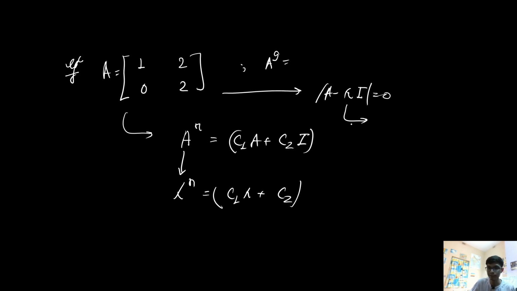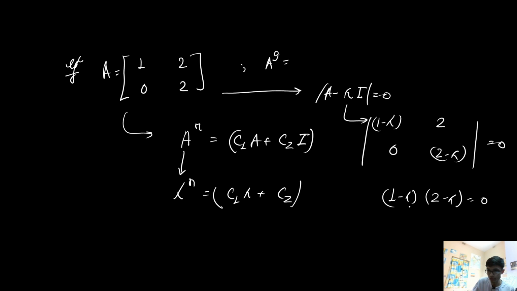Okay. So let us solve for the eigenvalues. क्या आएगा eigenvalues यहाँ पर solve करने से? अगर हम देखेंगे तो 1 minus lambda, 2, 0 and 2 minus lambda. Now if we take the determinant of this particular thing, what will we get? We will get (1 minus lambda) into (2 minus lambda) is equal to 0. Now this can be written as lambda is equal to 1 and lambda is equal to 2. So we get the roots, or the eigenvalues, as lambda 1 and 2.